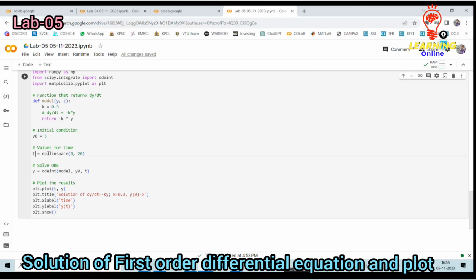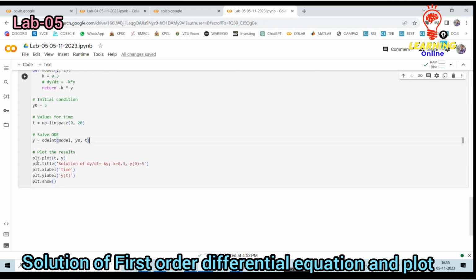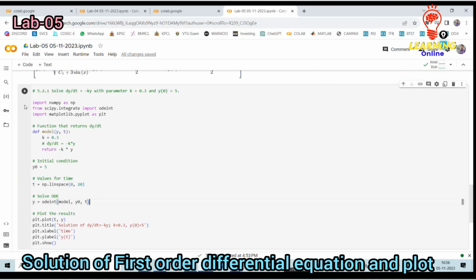Then t is equal to np linspace 0, 20, because I have to define a particular range. Within that range, it has to do its evaluation. Then odeint model, then y naught, and the t values. Then I need to plot the same: plt dot plot t comma y. Then I give the title, the x parameter, and the y parameter. Then displaying the same. Then I will run that code.